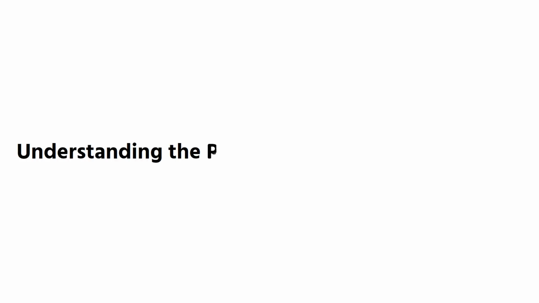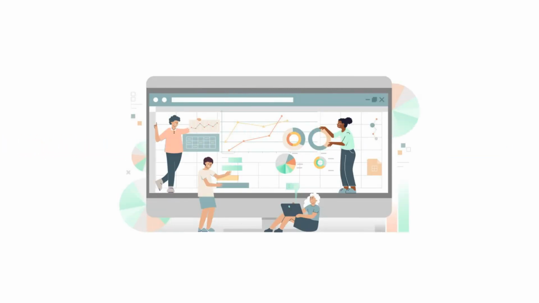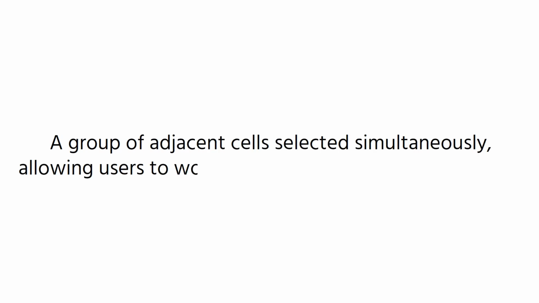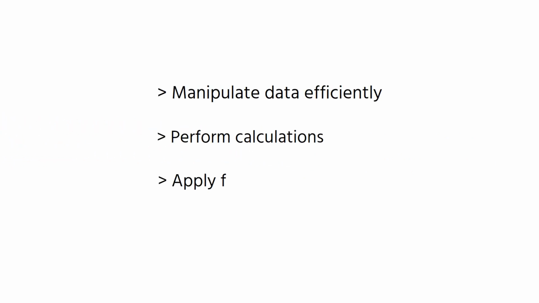Understanding the range of cells in a spreadsheet. A spreadsheet is a powerful tool for organizing, analyzing, and presenting data, and understanding the range of cells within it is essential for practical use. A range of cells refers to a group of adjacent cells selected simultaneously, allowing users to work with multiple cells simultaneously. Ranges can vary in size and shape, spanning rows and columns or forming complex, multi-dimensional blocks. This flexibility allows users to manipulate data efficiently, perform calculations, apply formulas, or format data for better readability.